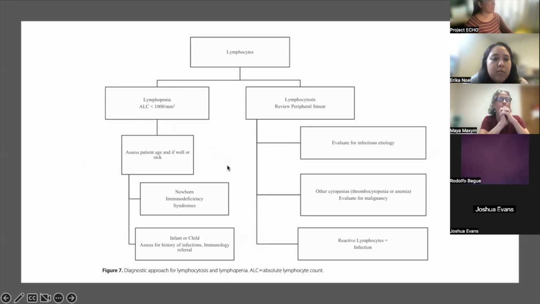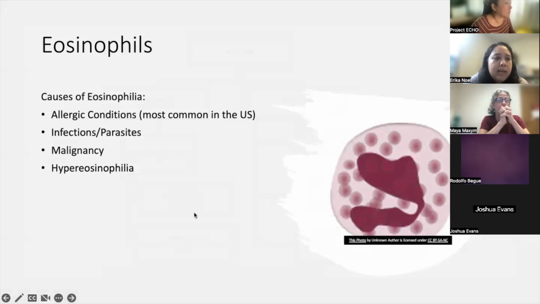And if there are reactive lymphocytes on the peripheral blood smear, it's most likely related to an infection. Some of it was called the atypical lymphocytes previously. And then the last category was the eosinophils. So eosinophils are commonly seen in allergic conditions, which is the most common cause in the United States. And the second most common cause is infections or parasites, followed by malignancy and hypereosinophilia.